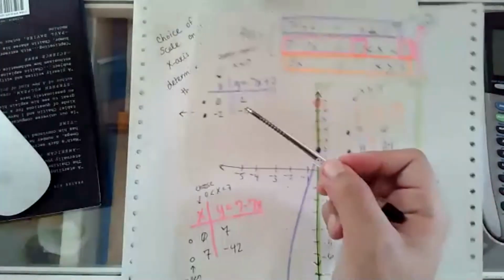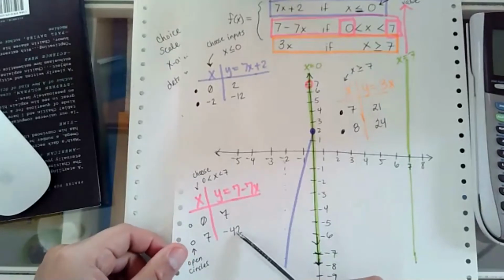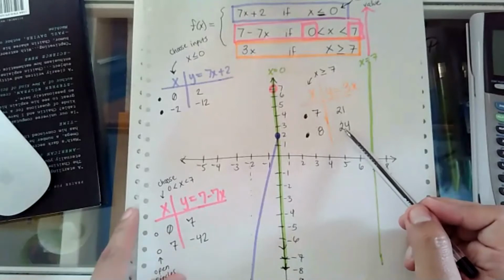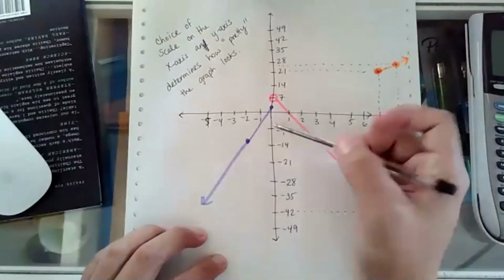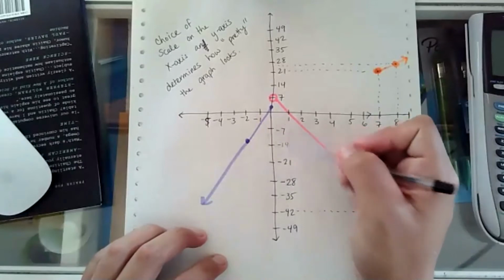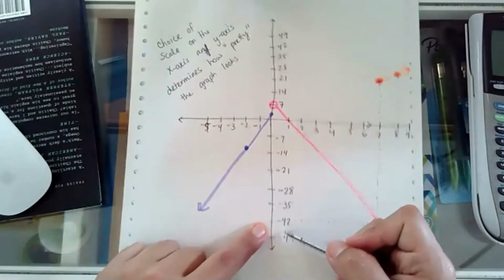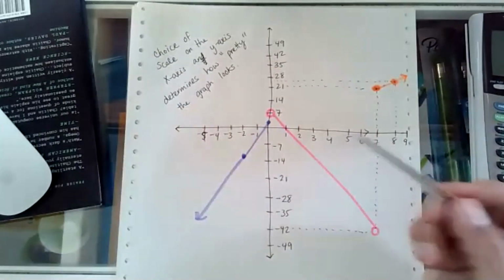So if my lowest output value was negative 42 and my highest output value was 24, then I should have kept that in mind when I made the scale, right? I should have counted by like 5s or 10s, something that would allow me to get down to negative 42 and up to 24. The same thing with your input values.